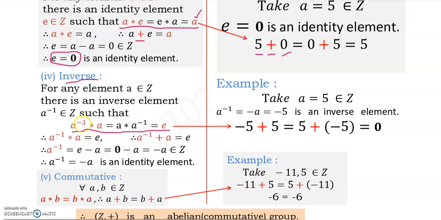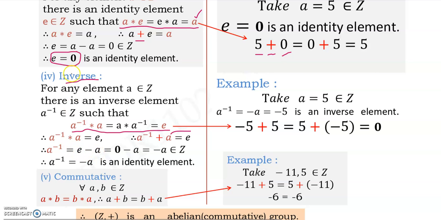Now I take the left side, A inverse star A and E. A inverse star A is equal to E. Now here star is our binary operation plus. So A inverse plus A, you replace star by plus. Then A inverse plus A is equal to E. Now we are going to calculate A inverse. So you write this A on the other side. So now A inverse is equal to E minus A.